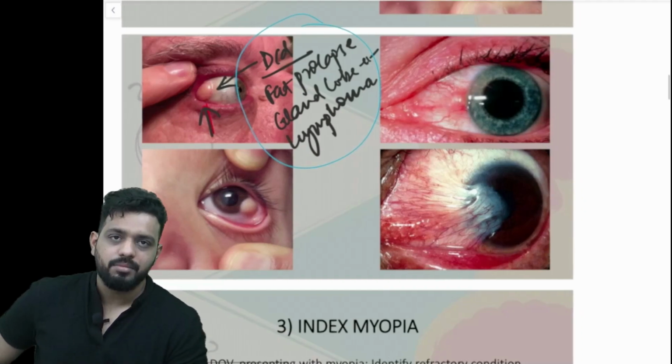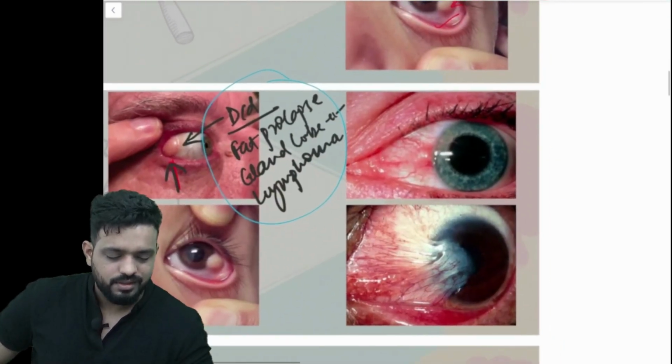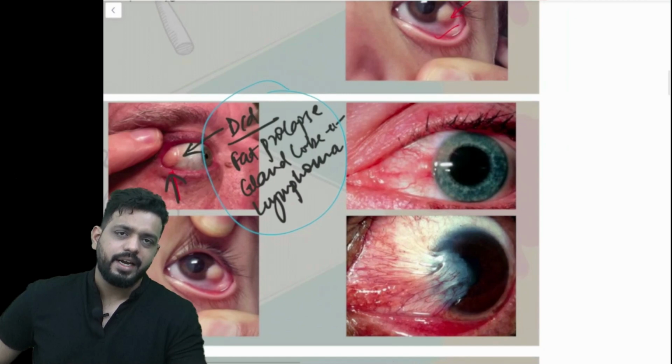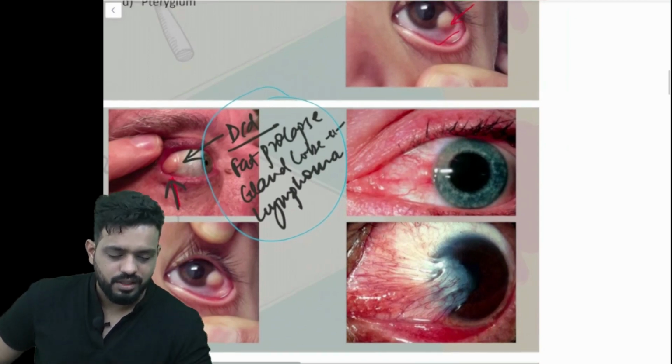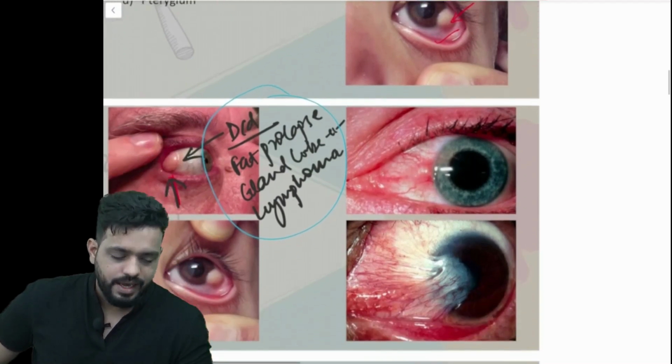This is the limbal dermoid. 100% limbal dermoid is the right answer over here. Now this is the pinguecula. Pinguecula and pterygium are obviously not the answers. It is so distinctly different from what was shown in the exam.